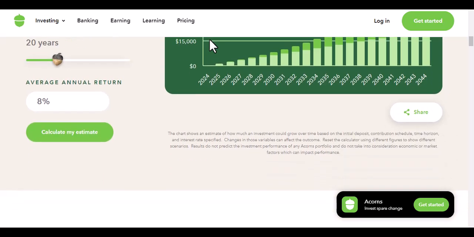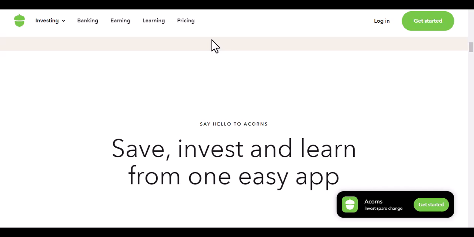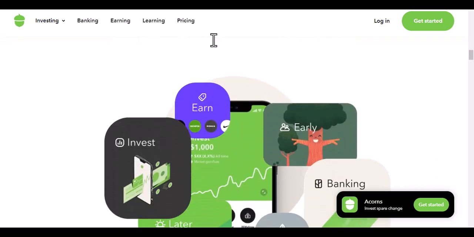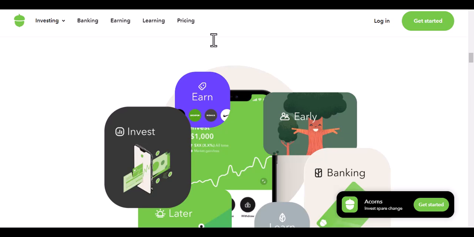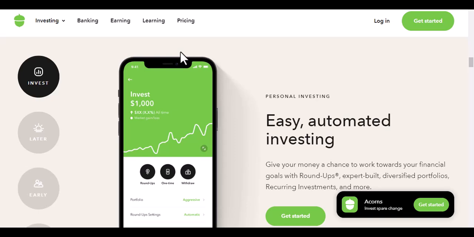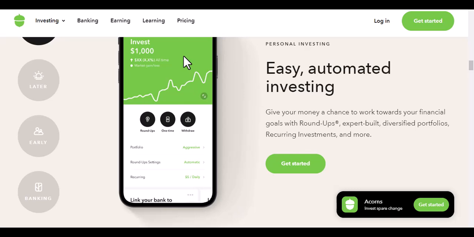So, let's get started. Technical aspects. Can you send money from Acorns to Cash App? Technically, you can't send money directly from Acorns to Cash App. However, there are a few ways to get your money from Acorns and into your Cash App account. One way is to withdraw money from your Acorns account and then deposit it into your Cash App account. This is a simple process that can be done in a few minutes.